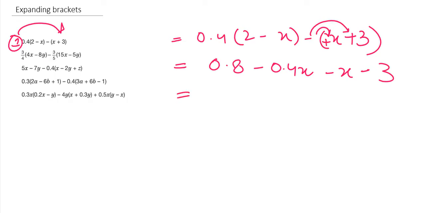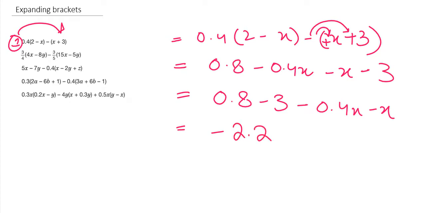Okay, now next we have to arrange all the like terms. 0.8 minus 3 and 0.4x minus x, and that will be negative 2.2 and that will be 1.4x. Alright, so in this way we expand the brackets by splitting all the terms inside the brackets.